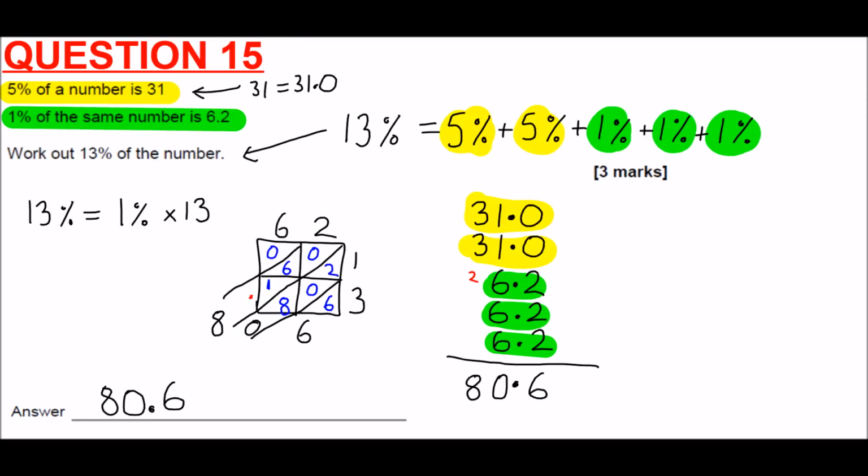And so what we'd have there is 806, but of course you need to remember that there was a decimal point in the question. 62, I actually mean 6.2 if you put the decimal back in. If there's one decimal point in the question, we need one decimal point in the answer. And so the decimal needs to go before the 6, which would make it 80.6.